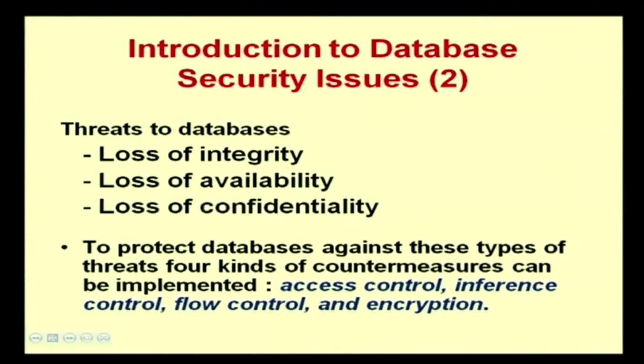So, why do we talk about security in databases? The threats to databases include loss of integrity, loss of availability and loss of confidentiality. To protect the database against these types of threats, four kinds of countermeasures can be implemented. One is access control, one is interference control, one is flow control and the other is encryption. So, we are going to look at some of these countermeasures in this lecture.